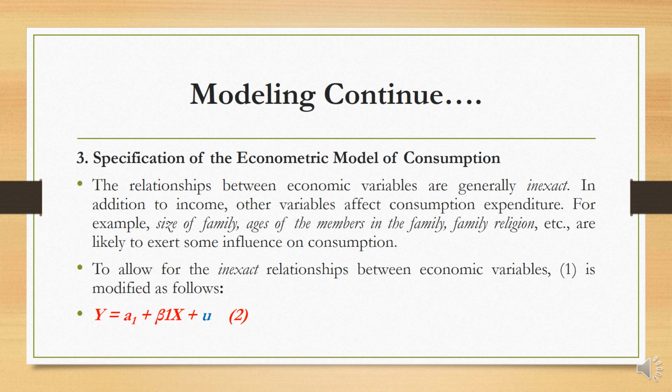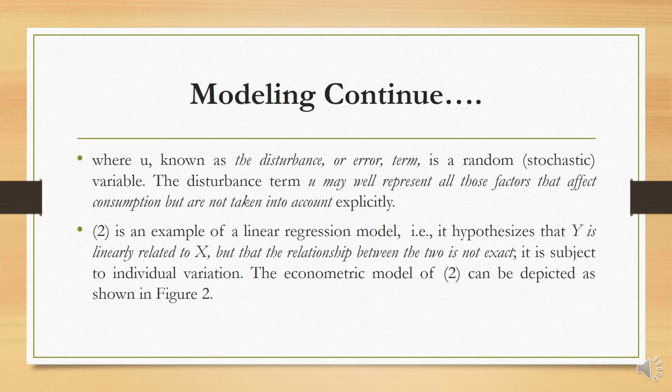What is the difference between the mathematical model and the econometric model? The only difference is that in the econometric model we include the error term, that is mu in blue color, where error term mu, known as the disturbance or error term, is a random stochastic variable. The disturbance term mu may well represent all those factors that affect consumption but are not taken into account explicitly.